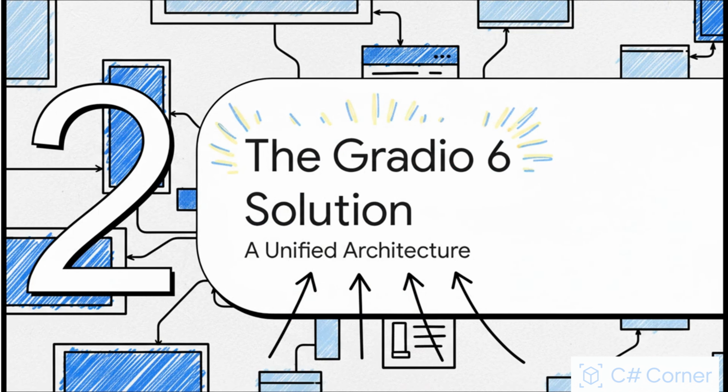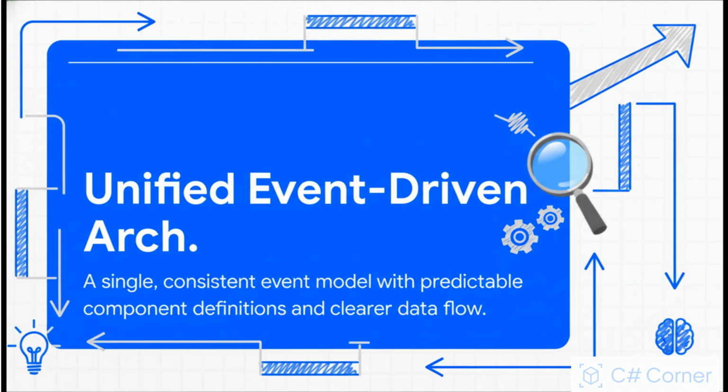So, how does Gradio 6 fix all this? Well, this isn't just another small update. Nope, this is a total shift in thinking. It's all about a cleaner, more unified architecture. At the heart of Gradio 6 is this one big idea: a unified event-driven architecture. The goal here is simple: get rid of all that inconsistency. It's all about making your code predictable, streamlined, and just plain easier to understand. And that's exactly what you need to build really solid, robust applications.